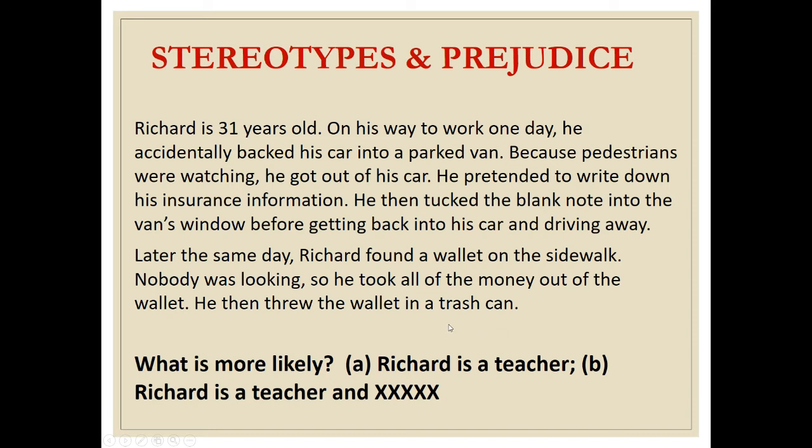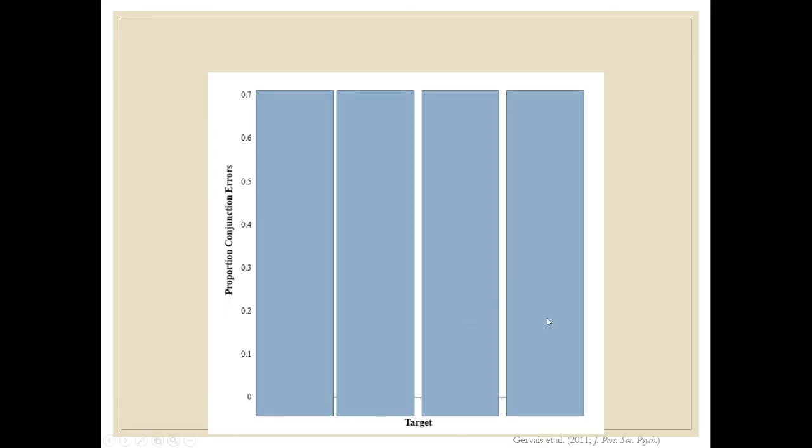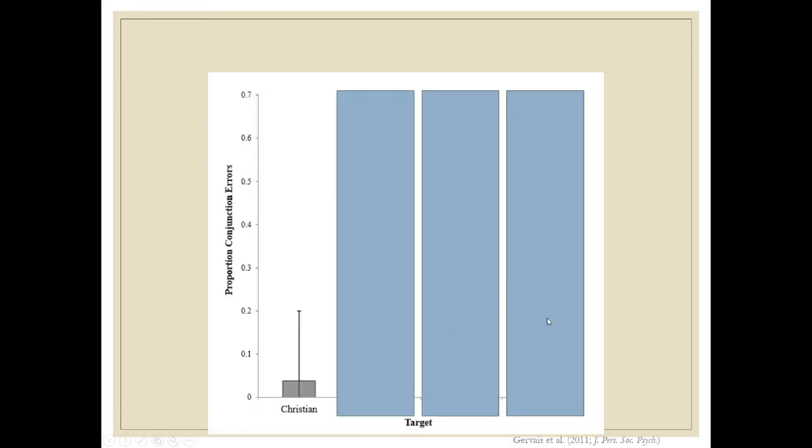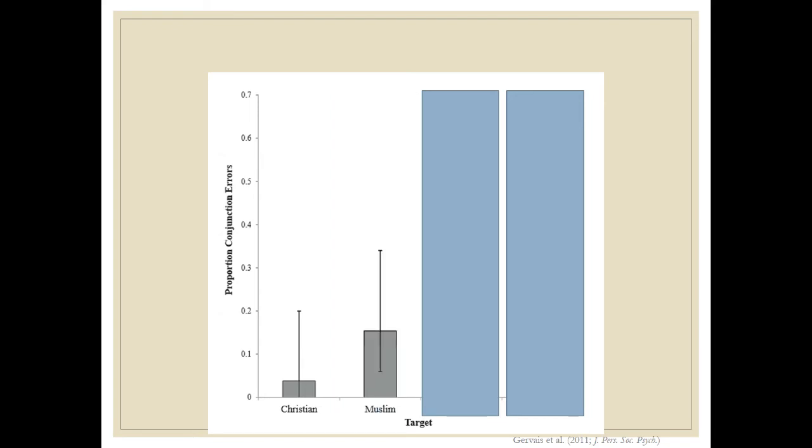Because option A is the correct option. Option B is always the incorrect option because it's less likely. Richard might be a teacher and a whatever, but it's less likely than Richard just being a teacher. So how many people made the error? Well, when the second category was Christian, very few people made the error. When the second category was Muslim, a few more people made the error, but still very few. Still, only 17, 18%. Statistically, not significantly different from the Christian category.